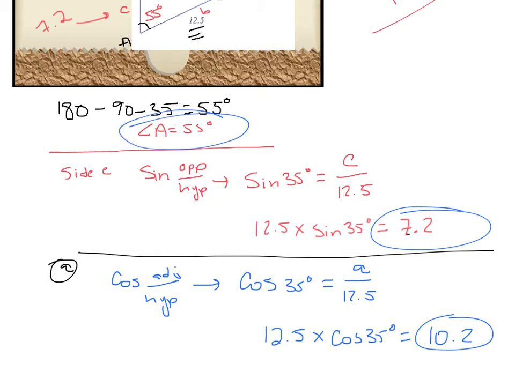And that's how I can find all the missing information using right triangle trig and basic properties of triangles, which includes subtracting from 180. If you know Pythagorean theorem, you could use that. But sometimes you can't use either one of those, so you got to use the trig.